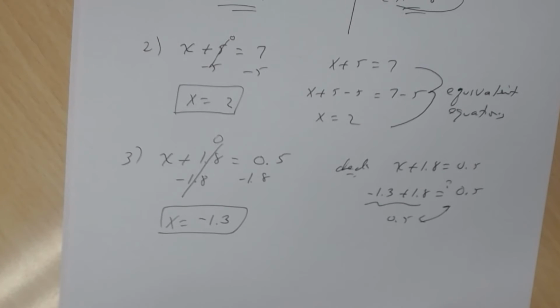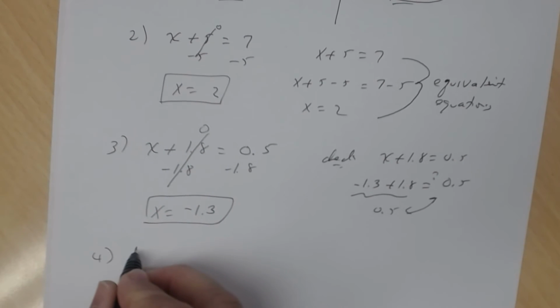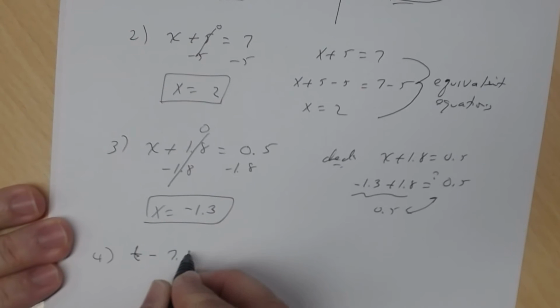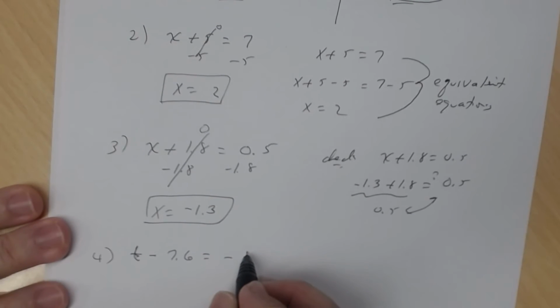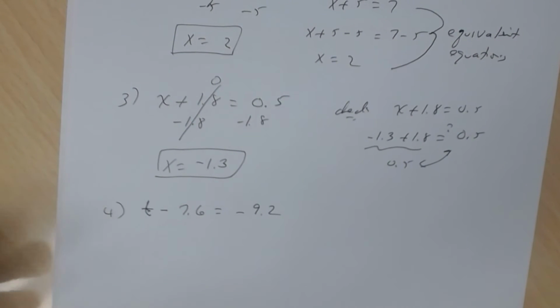All right, let's look at this one. So let's suppose we had number 4. Suppose we had t, that's t minus 7.6 equal a negative, let's say, that's fine, 9.2. All right, so t minus 7.6 equals a negative 9.2.